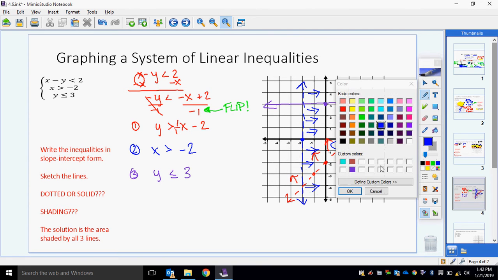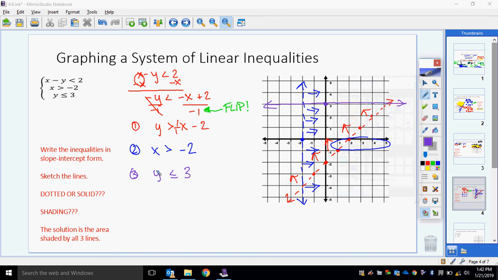And then we have the purple line. Y is less than or equal to 3. So do we want those y's up here like 4 and 5, or do we want these y's down here like 2 and 1? Which y's are less? 2 and 1 would be less. So we're going to shade below this purple line.